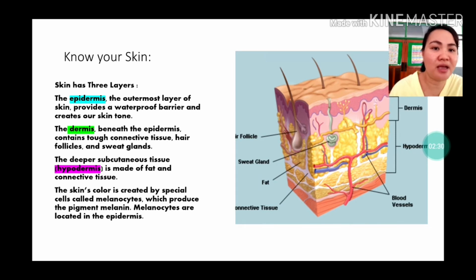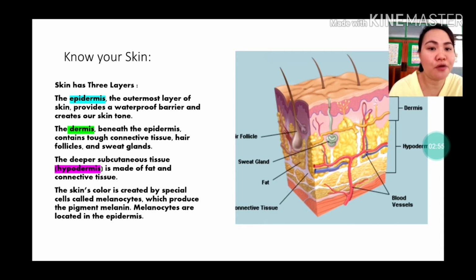Next, we have the dermis. Beneath the epidermis, it contains tough connective tissue, hair follicles, and sweat glands. Next, we have the deeper subcutaneous tissue, the hypodermis, which is made of fat and connective tissue. So these are the three layers of our skin.